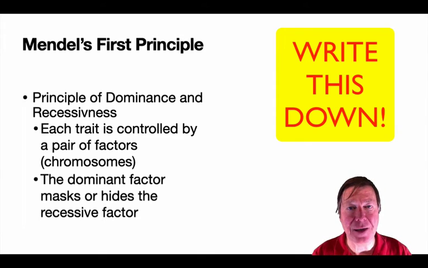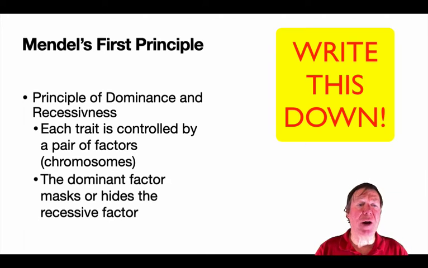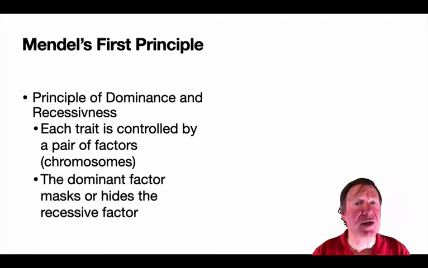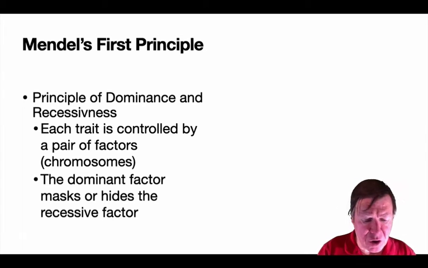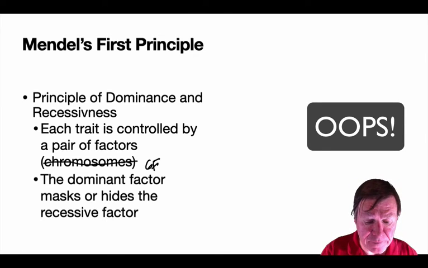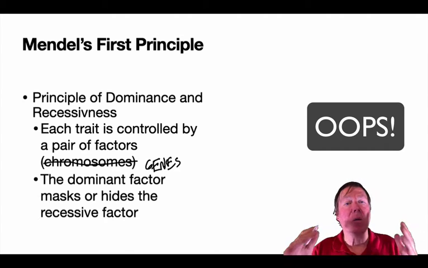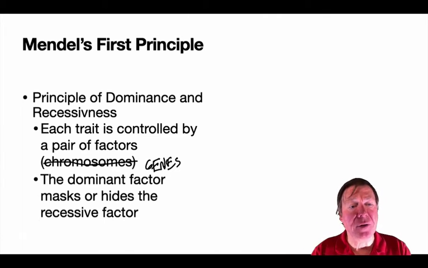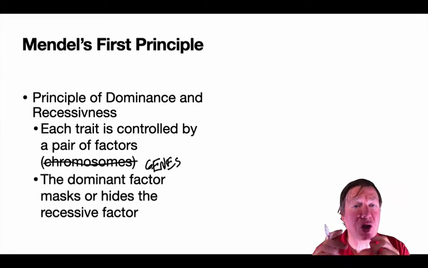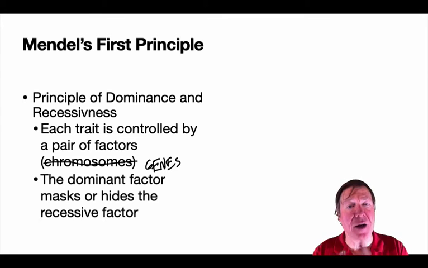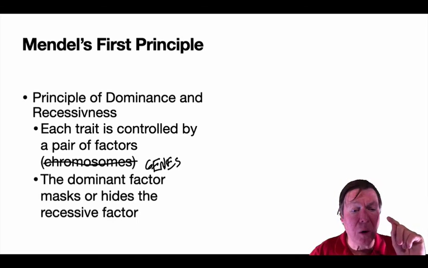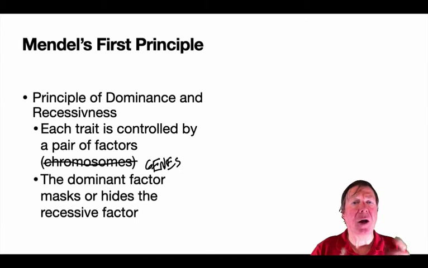Write this down. Each trait is controlled by a pair of factors. This is his words. We shouldn't call them chromosomes, we call them genes, actually. Each trait is controlled by two factors, one from mom, one from dad. The dominant factor covers up or hides the recessive factor. A lot of people think dominant is better or stronger because in some terms in our language we use the word dominant as meaning that. That's not what this means. It just means it shows up.